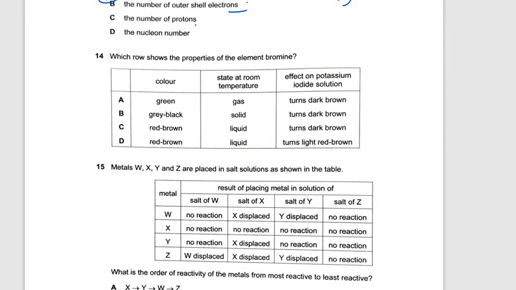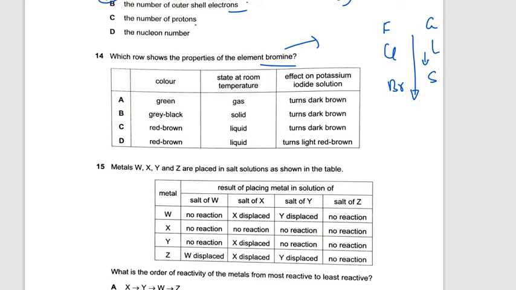Question number 14, which row shows the properties of the element bromine? Where is bromine located? Revise the periodic table, group number 7, the halogen group. First fluorine, chlorine and bromine. As you go down, reactivity will decrease and color will become darker. The state of matter will change from gas, to liquid, to solid. I already gave you the hint that at room temperature bromine will be liquid. So either option C or D. Now the color is reddish brown, so this is correct.